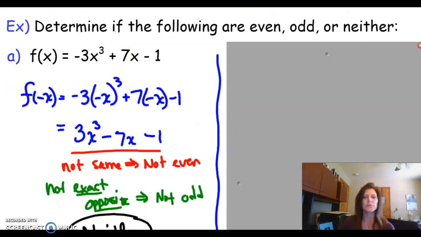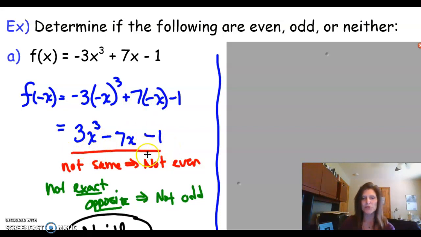What if we are not given the picture? We're instead given a formula. Well, then we just apply the rule. So if I have f of x is equal to this function here, and I want to know if it's even, odd, or neither, I put in negative x for each of my x's and simplify. So a negative x to the third power is going to be a negative value, but when I multiply it by the negative 3 in front, I get a positive 3x cubed. And then here we're going to get a minus 7x, and then we still have minus 1.